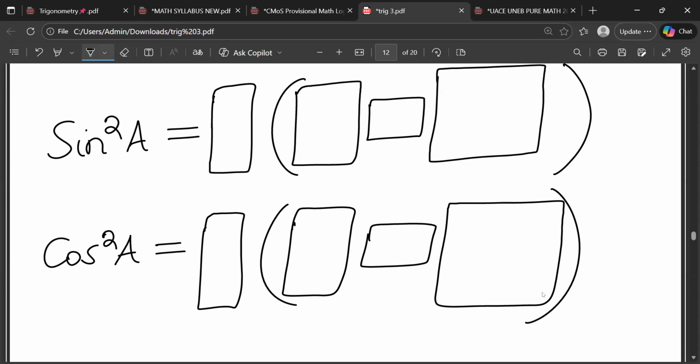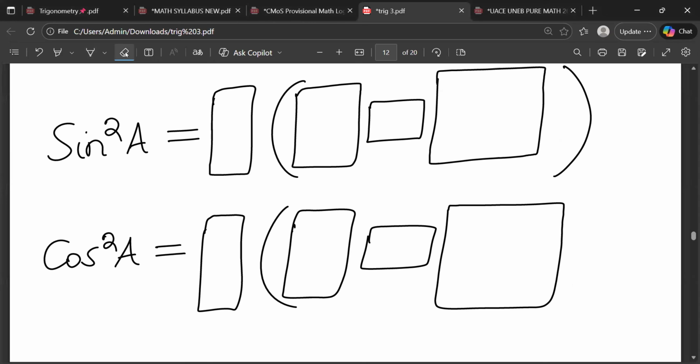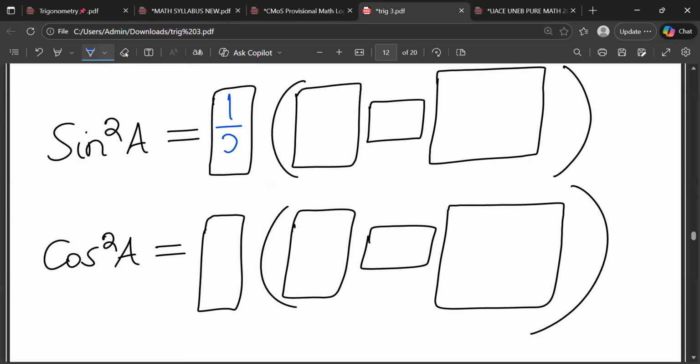Yes, I think it was Gladys Gift to raise up her hand first. Yes, Gladys. The first box, it's a half. It's a half for both. Then when you enter the bracket, the first box in the bracket, it's 1 for both.